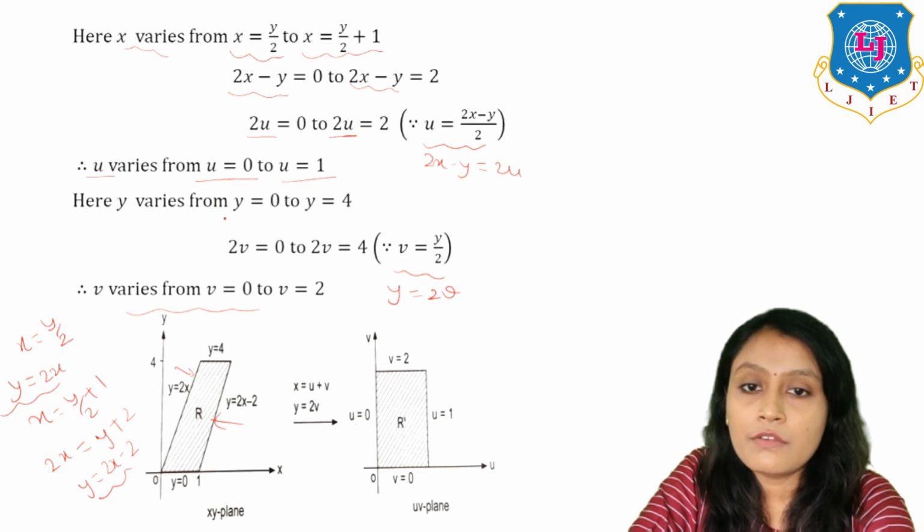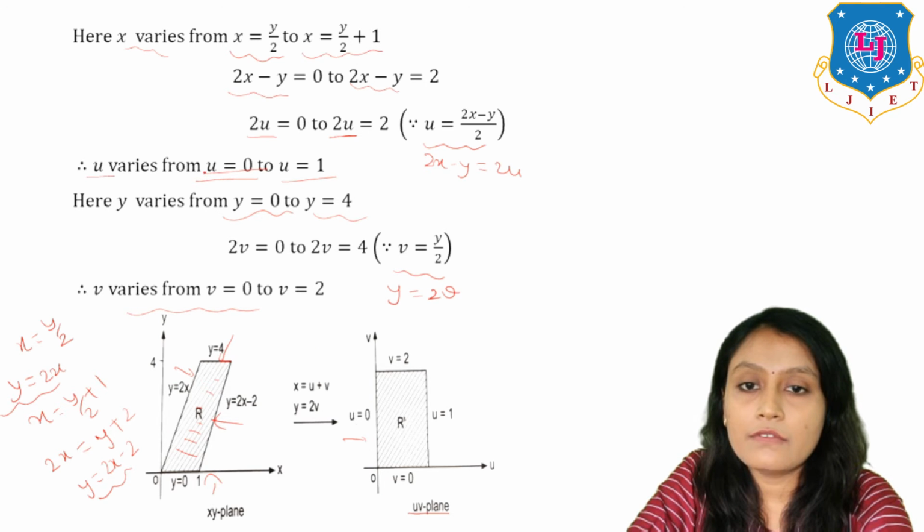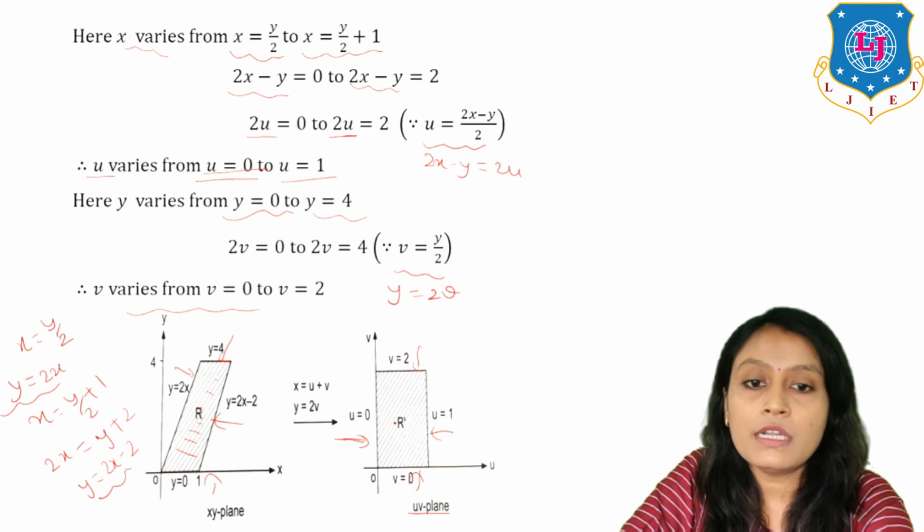Next, we have y is equal to 0, that is the x-axis, so we will draw it here. And next is y is equal to 4, so this is your line y is equal to 4. The intersection of these four lines is the region R. Now we are changing the variables to the uv variables. So now we have the uv plane, and we have the lines u is equal to 0, u is equal to 1, then v is equal to 0 and v is equal to 2. So this is your region R dash.